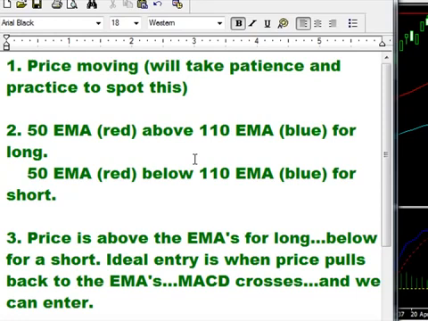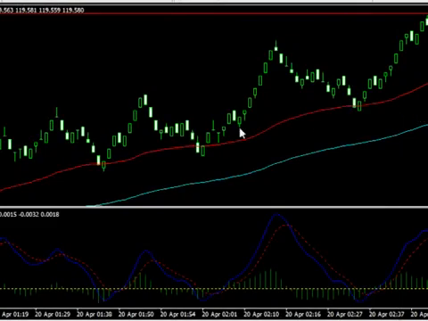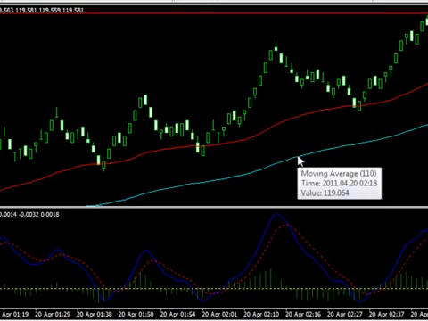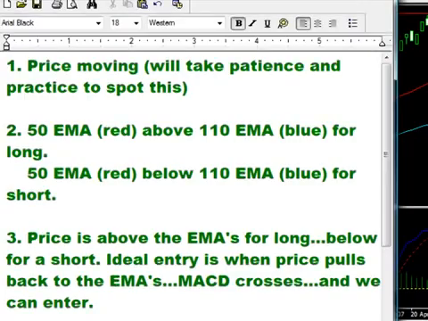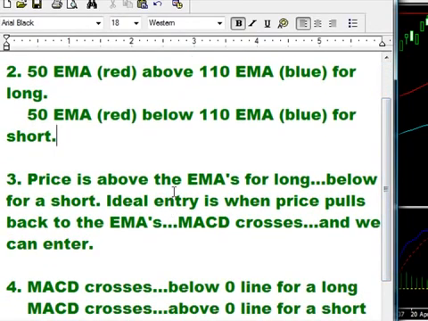We're going to use a 50 EMA and a 110 EMA. And we see that here. So the red is the 50, the blue is the 110. The red's got to be on top of the blue to go long, vice versa for a short. Okay, and price has got to be above the EMAs for a long, below for a short. The ideal entry is when price kind of pulls back to the EMAs, and then the MACD crosses, and that's when we can enter. And I'll show you a bunch of examples here.